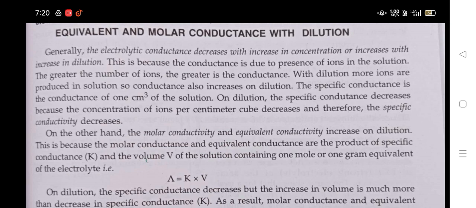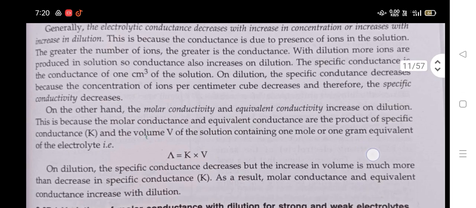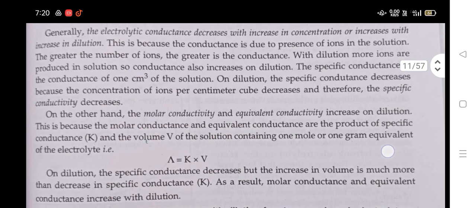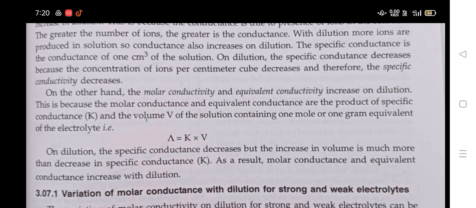The specific conductance is the conductance of 1 centimeter cube of the solution. On dilution, the specific conductance decreases because the concentration of ions per centimeter cube decreases, and therefore the specific conductivity decreases. On the other hand, the molar conductivity and equivalent conductivity increase on dilution.